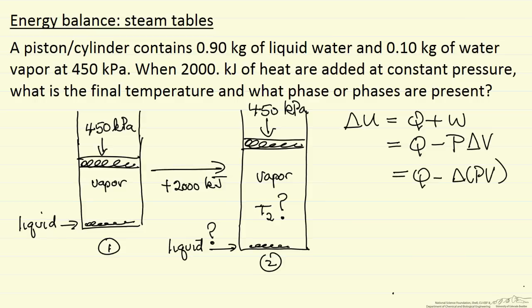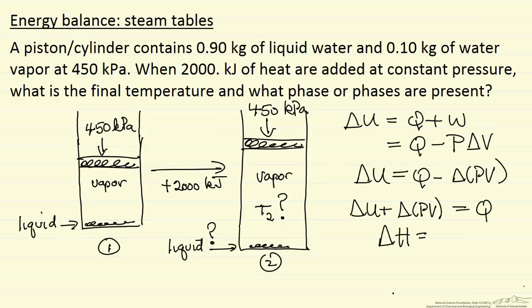And the reason I want to do that is because then I can rearrange and say delta U plus delta PV is equal to the heat added. Delta H is equal to, H is U plus PV, so the left side's delta H. The right side, then, is 2,000 kilojoules. So I need to now find the initial and final values for the enthalpy. I use the steam tables to do that.